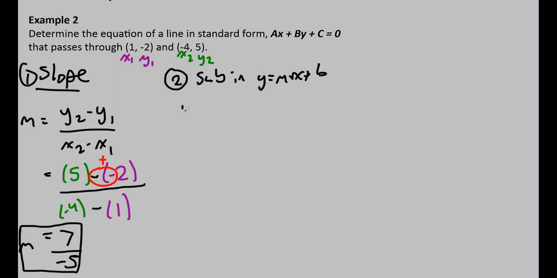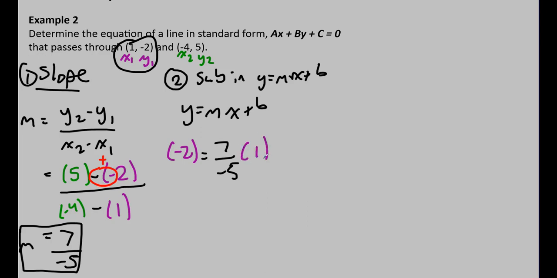So I'll rewrite the formula, y equals mx plus b, and this is the equation of a line. I'm going to choose the first one because it's easier, to me at least. My y value was negative 2, so I'm going to plug that in, and it's equal to the slope of 7 over negative 5 that I just came up with over here. And I have to multiply that by my x value, which is 1, and I am solving for my b value. So this side has nothing.